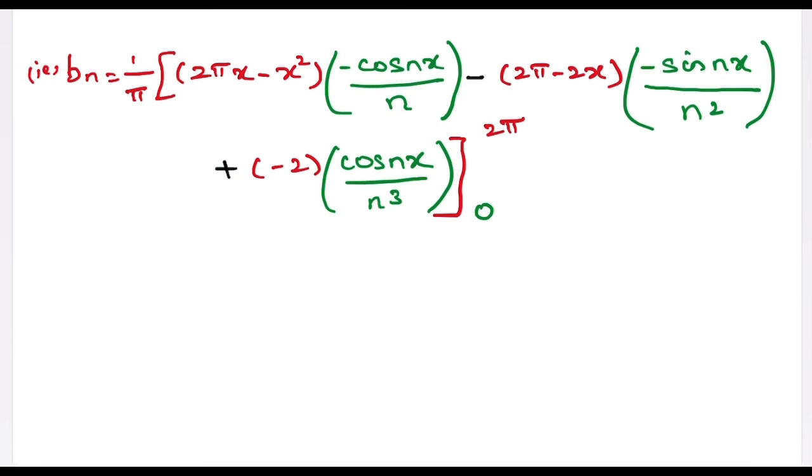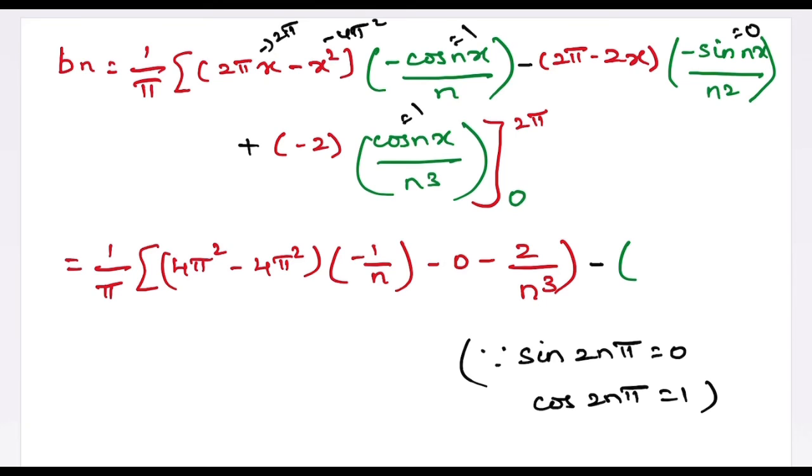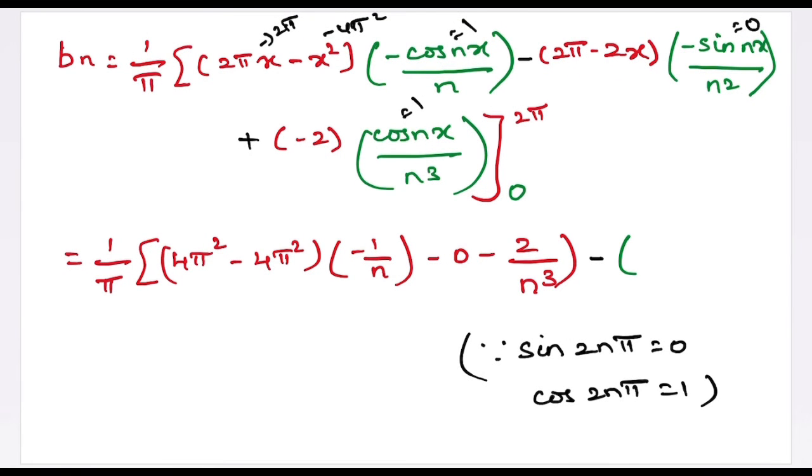That is, after integrating, our bn is equal to 1 by pi into 2 pi x minus x square into minus cos nx by n minus 2 pi minus 2x into minus sin nx by n square plus into minus 2 of cos nx by n cube with the limit 0 to 2 pi. Now substitute the upper limit 2 pi in place of x. We get first term as 0 since 2 pi x minus x square is equal to 0 as x is equal to 2 pi.